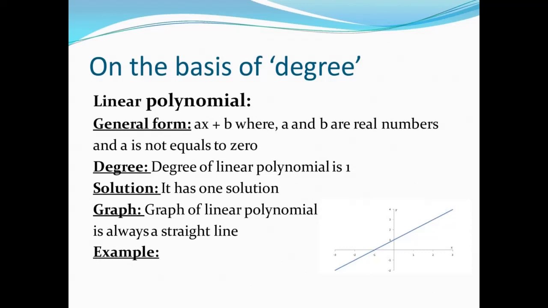One point to note about a is not equal to 0. What will happen if a is equal to 0? If a is equal to 0, then linear polynomial gets converted into constant polynomial. Substitute a equals 0 in the general form, we get only b, which represents constant polynomial. So, it is a necessary condition that in ax plus b, a should not be equal to 0. It has one solution only. Graph of linear polynomial is always a straight line. It is shown in the figure.